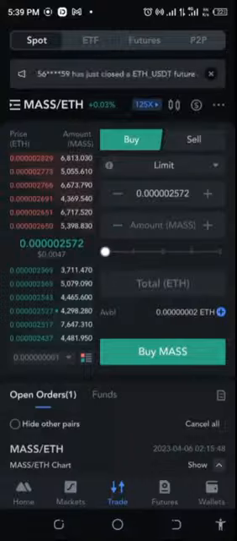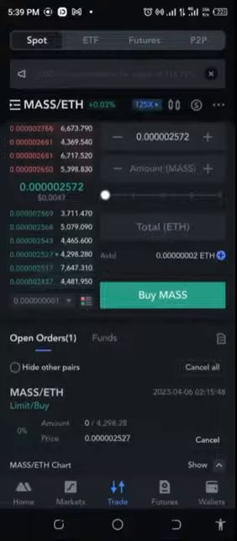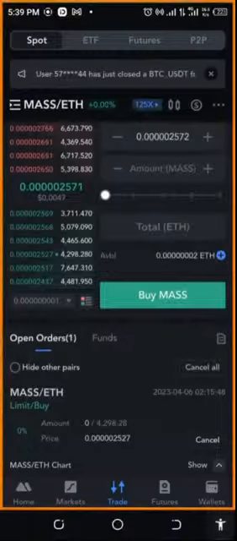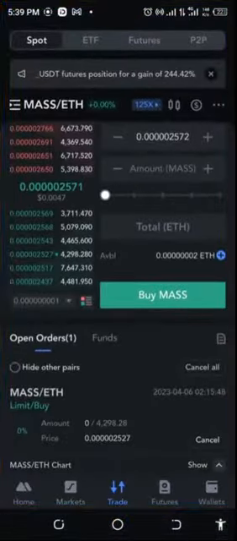So I'm going to have to sell back this ETH to USDT. That's what I'm going to do. So I'm going to have to cancel this, because if I go ahead and try to sell it, look at the time, look at the price right now. This was the price where we fixed it to buy our MASS.